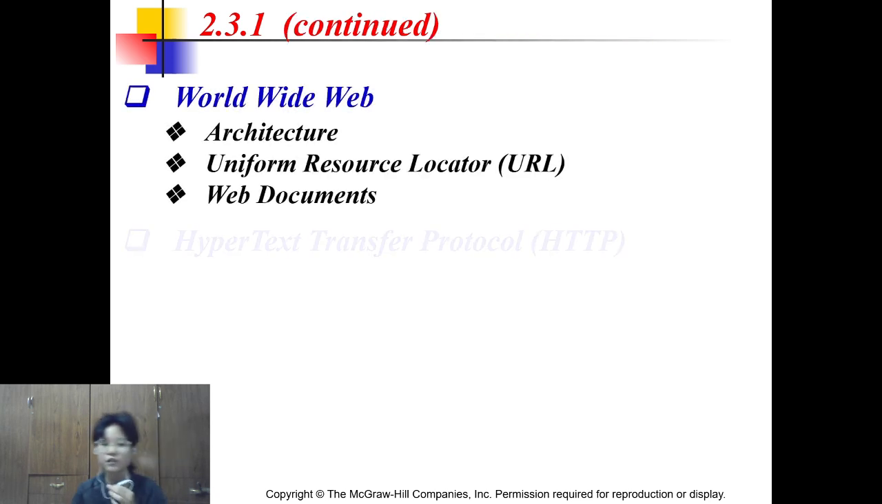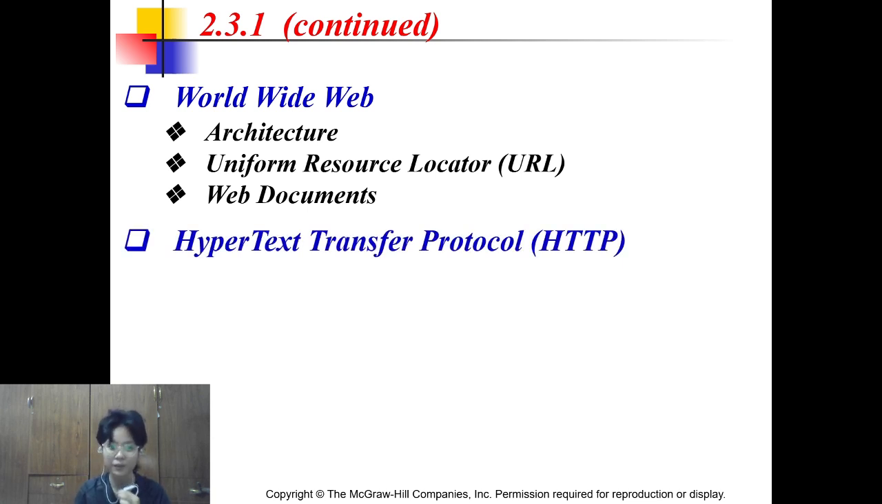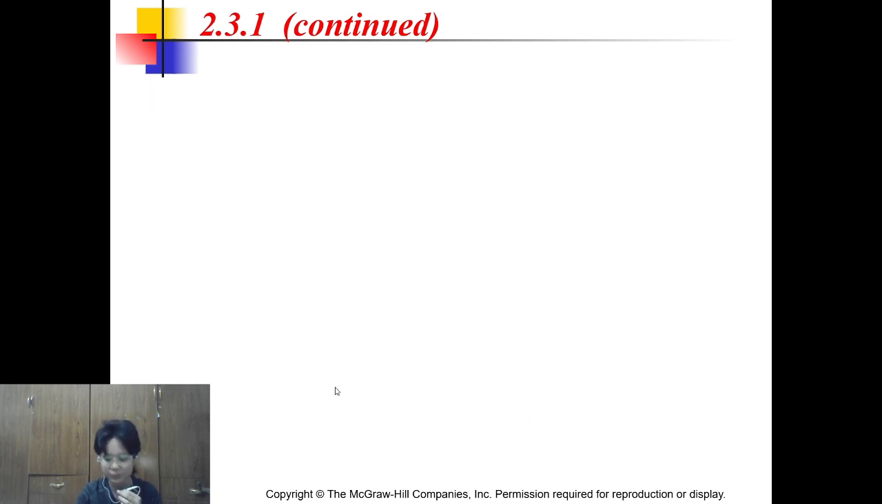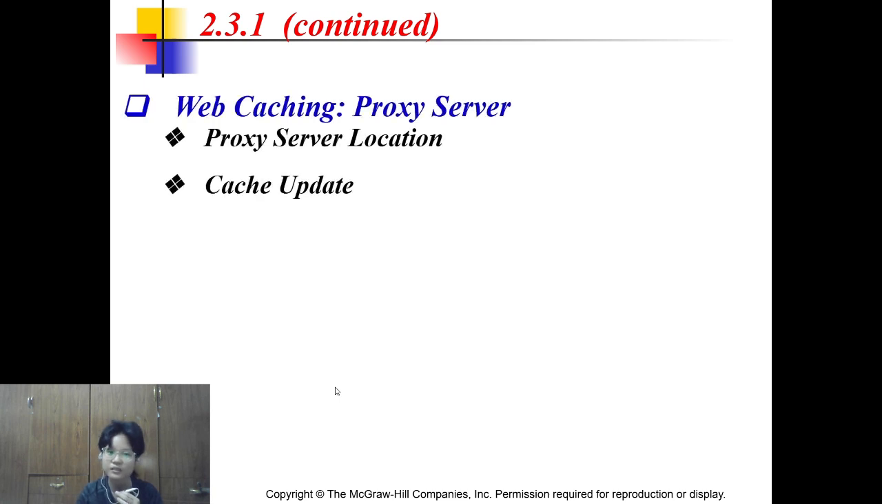You can see the topics we will talk about. We have the World Wide Web architecture, uniform resource locator URL, and web document, and the Hypertext Transfer Protocol, HTTP. We have non-persistent versus persistent connection, message format, conditional requests, and cookies. And another, we have web caching, proxy server location, and cache update.